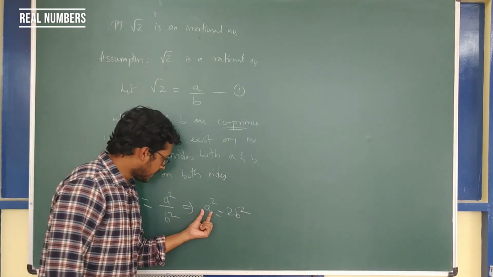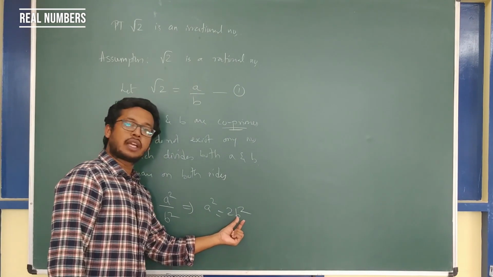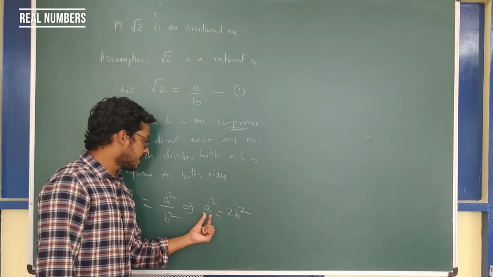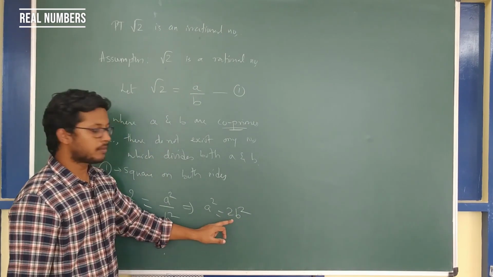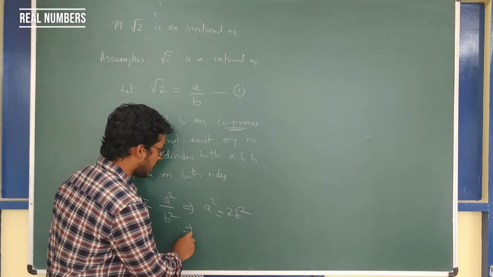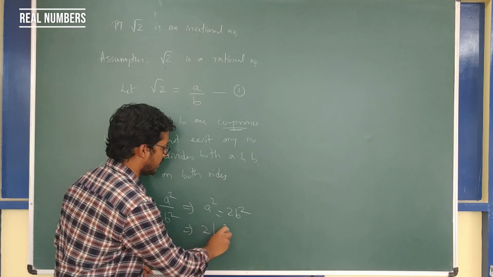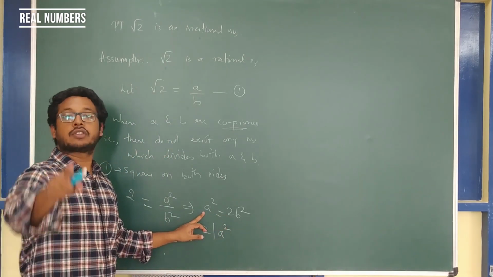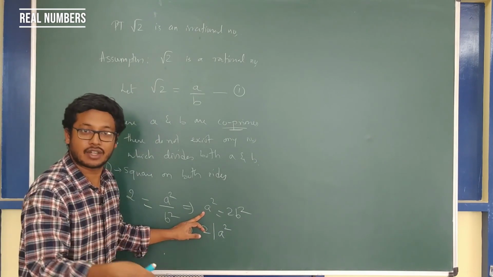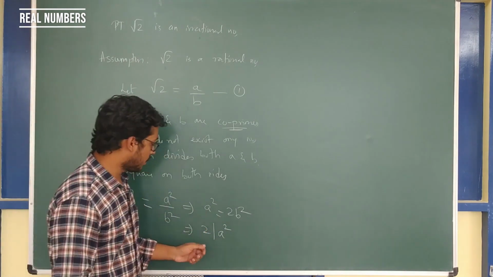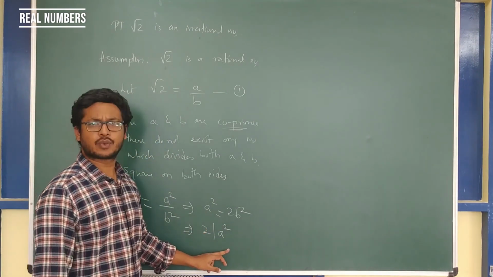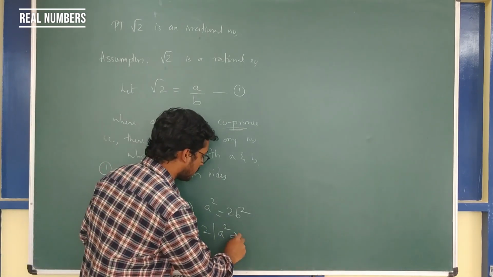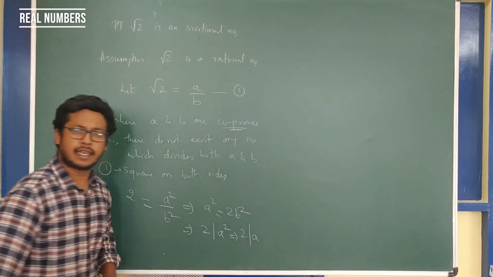So what is it saying here? a square is 2 times b square, which means a square is some multiple of 2. From this I can say this implies 2 divides a square. Correct? One of the theorems we studied just now in previous videos says that if p divides a square, p also divides a. So if 2 divides a square, this also implies 2 divides a.